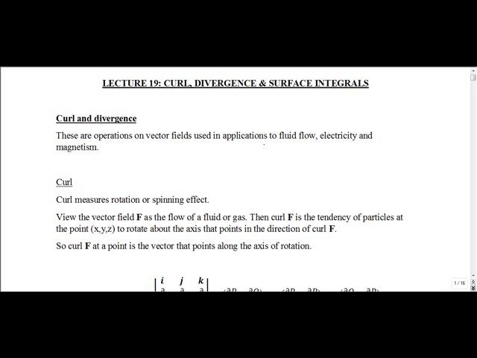Today we're moving on to curl, divergence, and surface integrals. Just a recap of what we've done so far. So far, all we've looked at are line integrals. All right? So we saw line integrals of a function. We saw line integrals of a vector field.